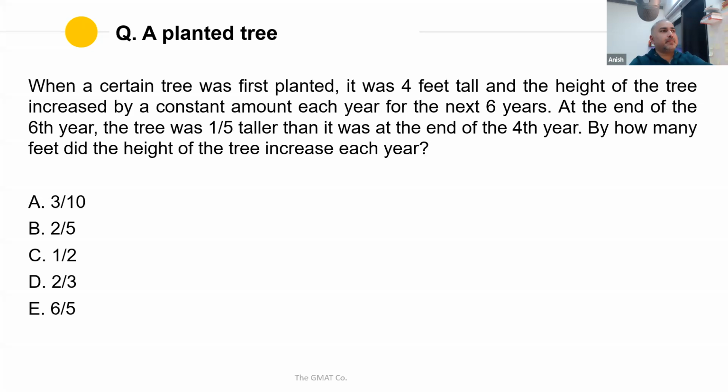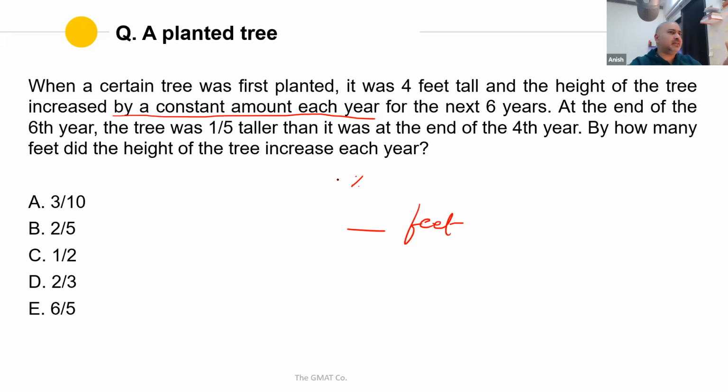Cool. All right. When a certain tree was first planted, it was 4 feet tall, and the height of the tree increased by a constant amount each year for the next 6 years. Increased by a constant amount. What does this phrase mean? So was the increase the same percentage every year, or in terms of feet, was it the same? What was constant each year in terms of feet?